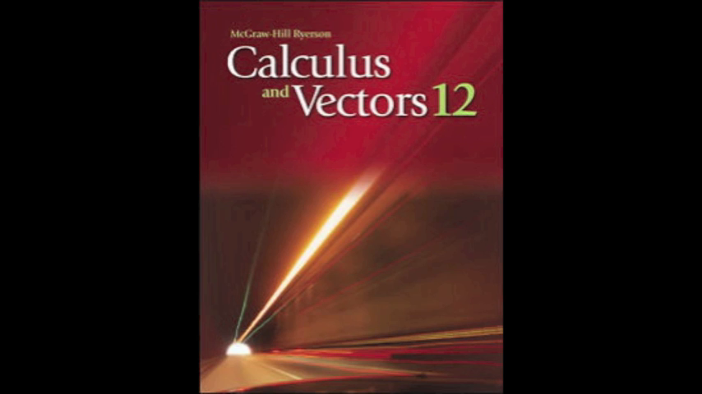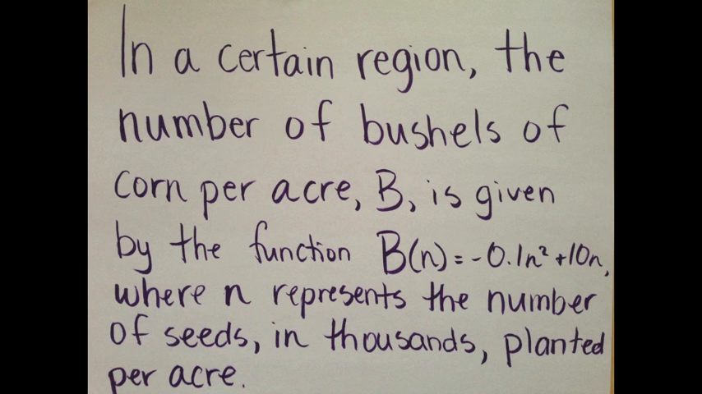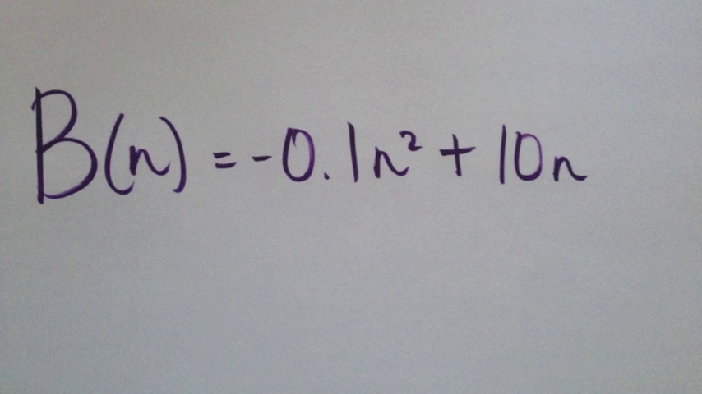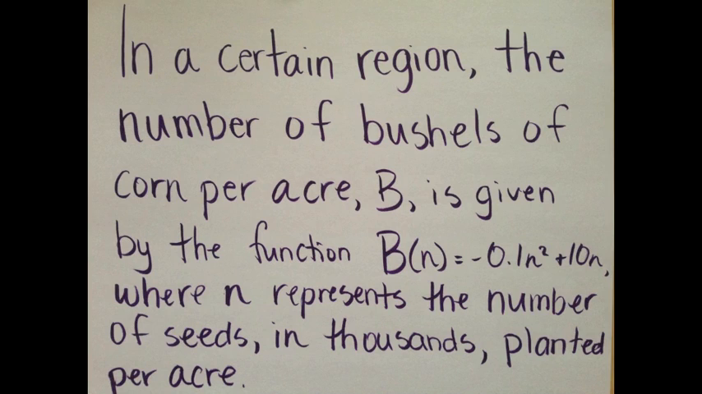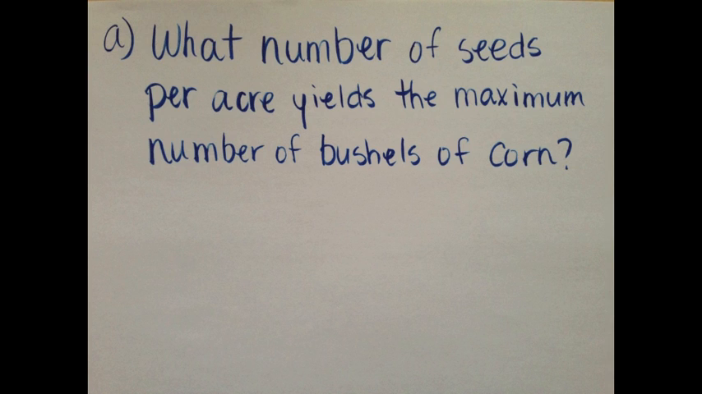Today we'll be taking a look into the McGraw Hill Ryerson Calculus and Vectors 12 textbook to answer an optimization question. The question we'll be looking at is on page 207, number 17. Number 17 states that in a certain region, the number of bushels of corn per acre B is given by the function B(n) equals negative 0.1 n squared plus 10n, where n represents the number of seeds in thousands planted per acre. We will be starting off with 17a.